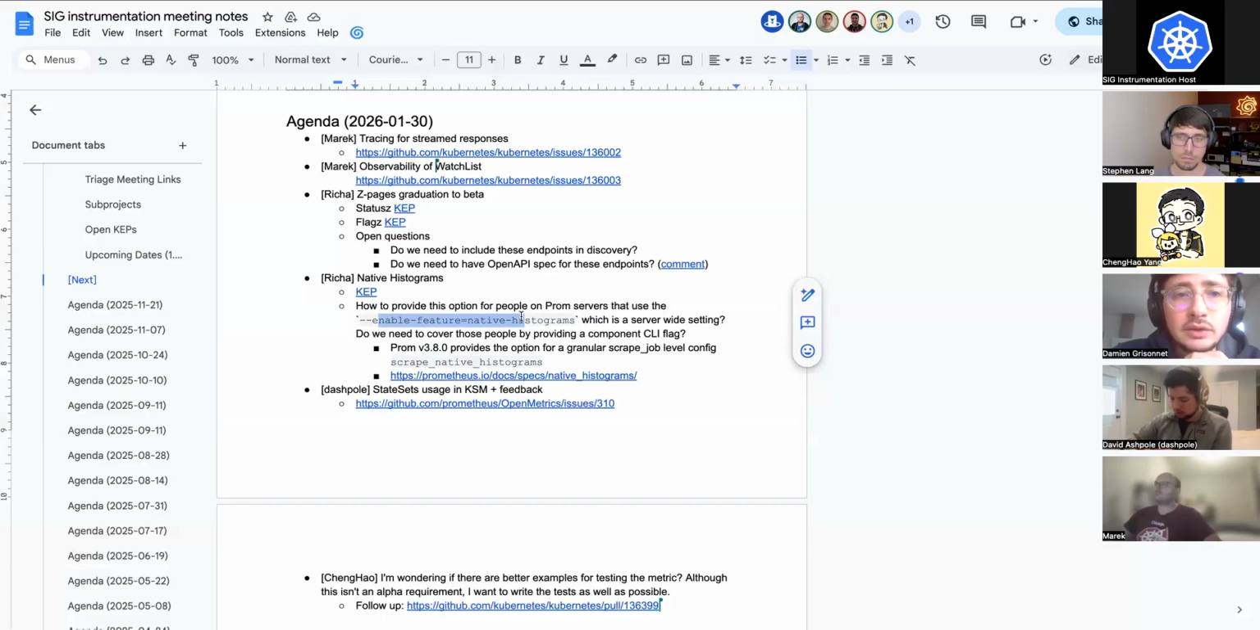And yeah, the CLI flag was mostly to cover the gap that there wasn't a way to toggle native histograms at the scrape level. If we had to turn it on in the Prometheus server directly for all the histogram metrics in Kubernetes, that's a ridiculous change for any administrator. They would have to update all their queries to adapt to the new type. So that wasn't ideal, but with that now we don't really need the CLI flag.